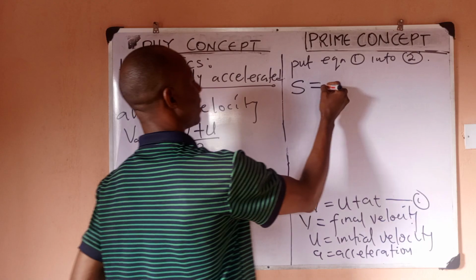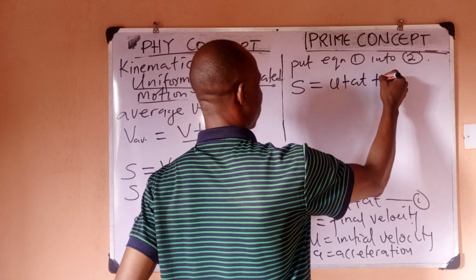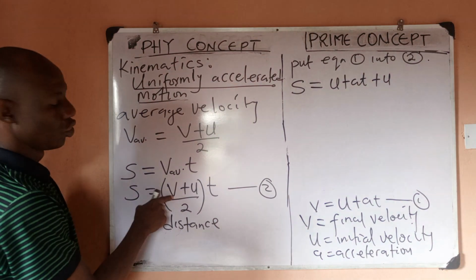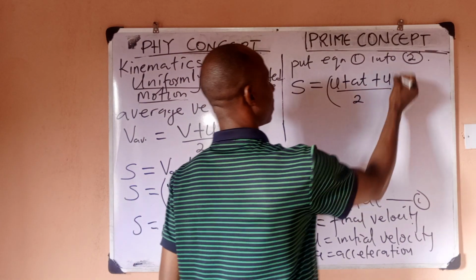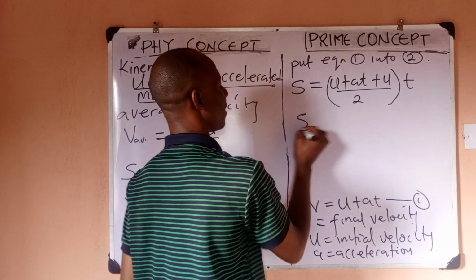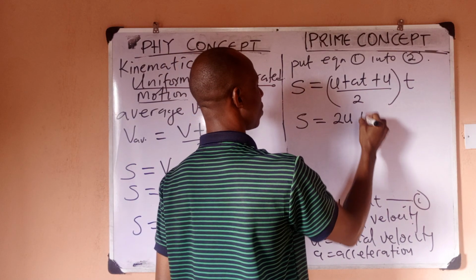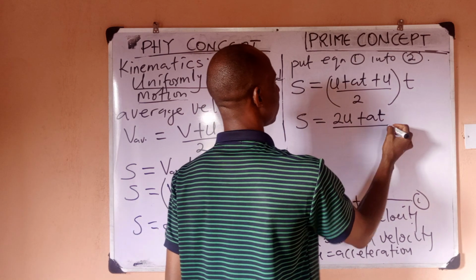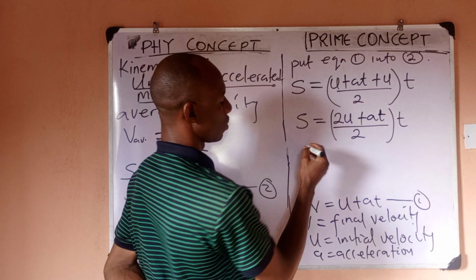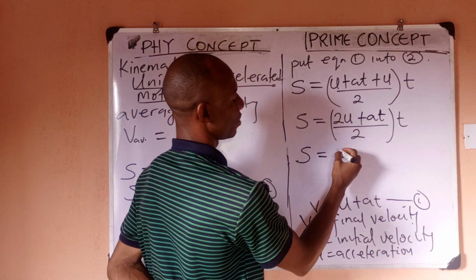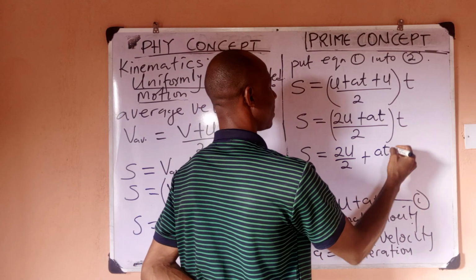So you have that s is equal to v. Rather than writing v, I would say u plus at, then plus what now? u. v is already u plus at, then plus u, which is this u. Then all divided by 2, then multiplied by time. So if I expand this, I have u plus u is 2u, plus what now? at, all divided by 2, then this is being multiplied by time. So what I'm going to do is split this. This can be written as 2u over 2 plus at over 2.